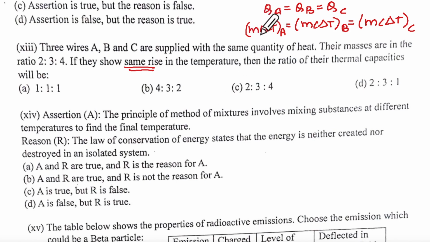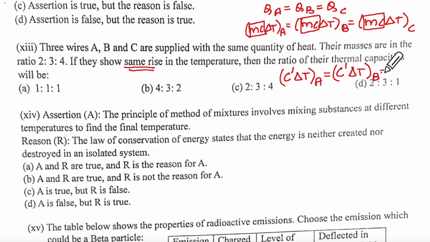Now I'm not even going to substitute how much is the mass, because they are asking for thermal capacities, correct? So M into C, put a box for each M into C. M into C means what? It is C dash, and C dash delta T of A is equal to C dash delta T of B equal to C dash delta T of C. And what you'll write over there, since C dash is equal to M into C.